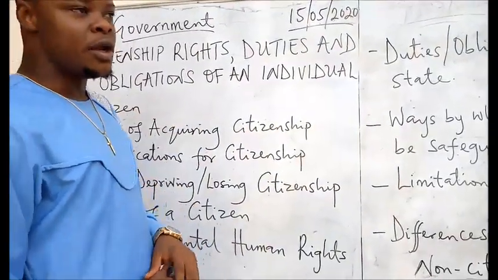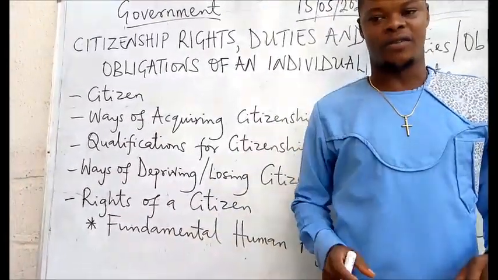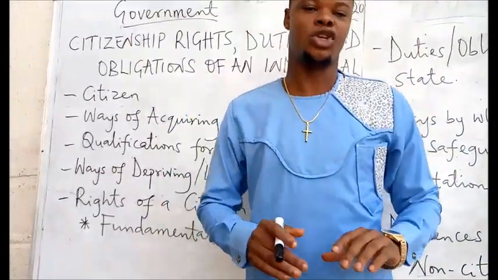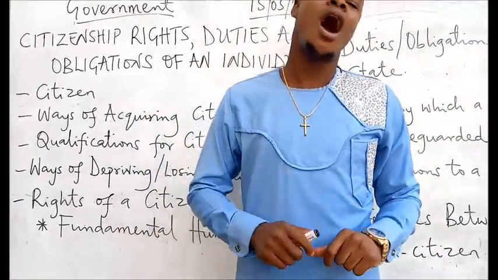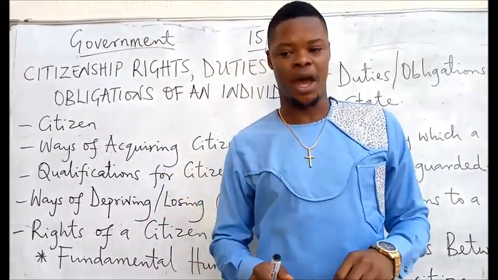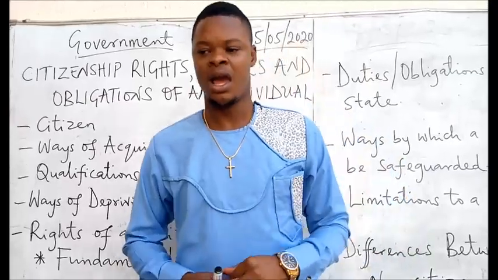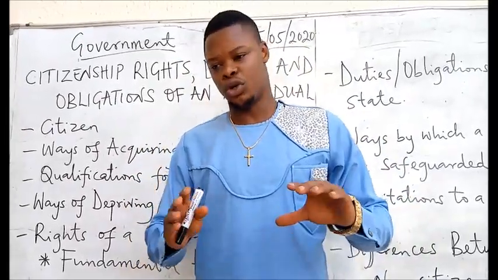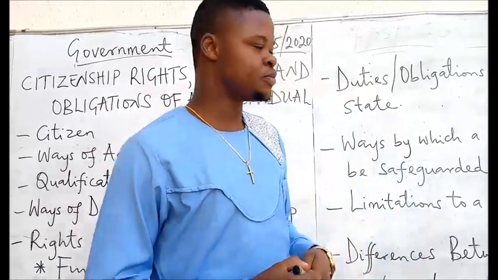So, the objectives of this lesson: it is expected that by the end of this lesson, the students should be able to define a citizen, explain how one can become a citizen. The students should also be able to discuss the rights, duties, and obligations of a citizen, and also be able to differentiate between citizen and non-citizen. All right.